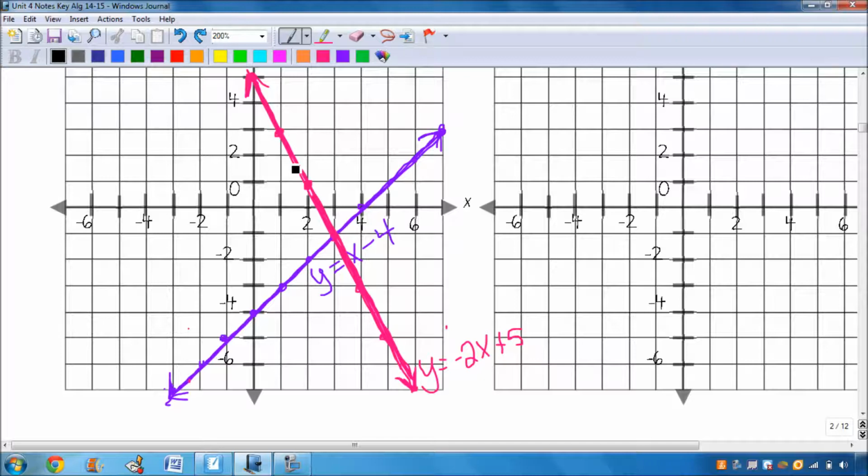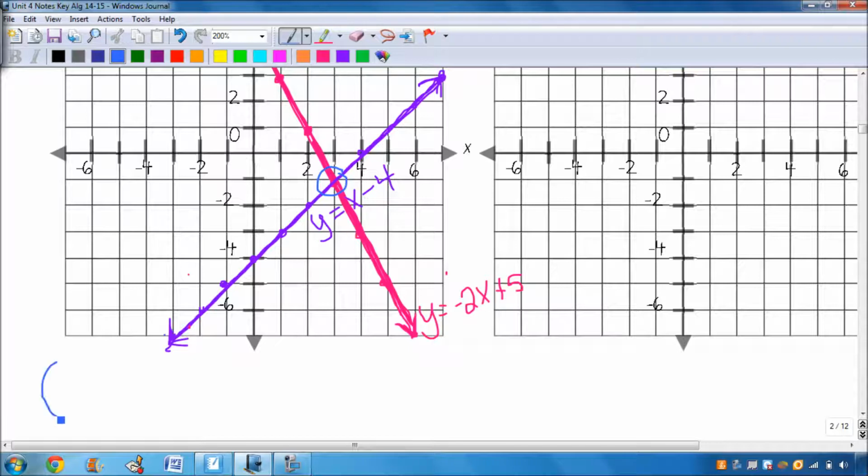So you should have connected the dots, extended the line, put your arrows, written your equation on your line, all of that kind of stuff. If you fell behind, just press pause and catch up and then come back to me. So right here, the pink line also has infinite solutions, but there's only one solution that satisfies both equations, and that's right here.